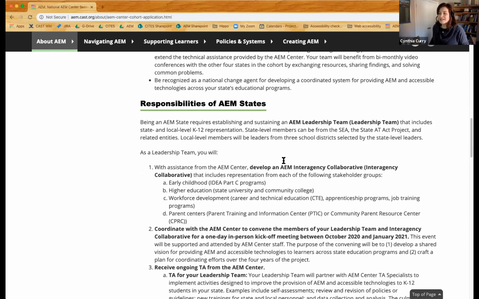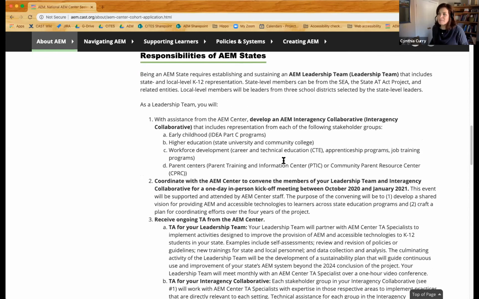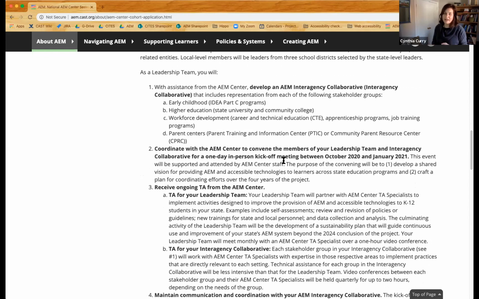Some of the responsibilities of being an AIM state: you'll need to put together a K12 leadership team at the state level. So your K12 leadership team is actually the team that oversees the whole AIM state activities. For example, it could be leadership that starts at the State Department of Education, could be leadership that begins with your AT Act leaders. It could be from the instructional materials or regional services agencies, but there needs to be a leadership team that is specific and relevant to the K12 system in your state.